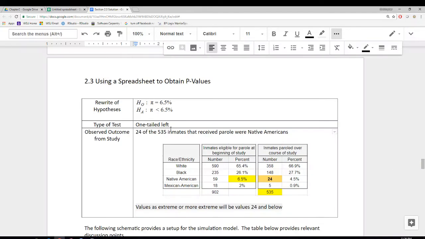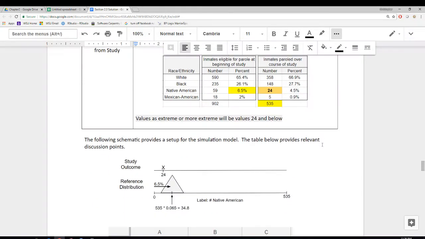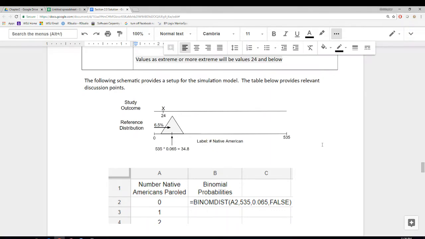A lot of people will talk about shortcuts for this, and they'll say, well, the inequality in the alternative hypothesis points to the left, so that means it's a one-tailed left analysis. I don't really like those shortcuts. I really want you to think about what the research question is, and what values are as extreme or more extreme than the study outcome that support that research question. Okay, and that's going to be the values 24 and below in this particular case.